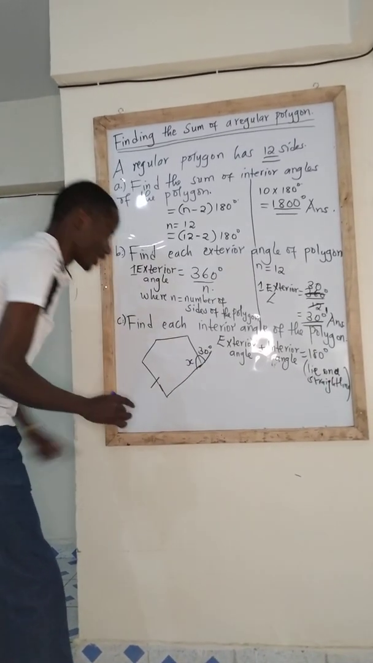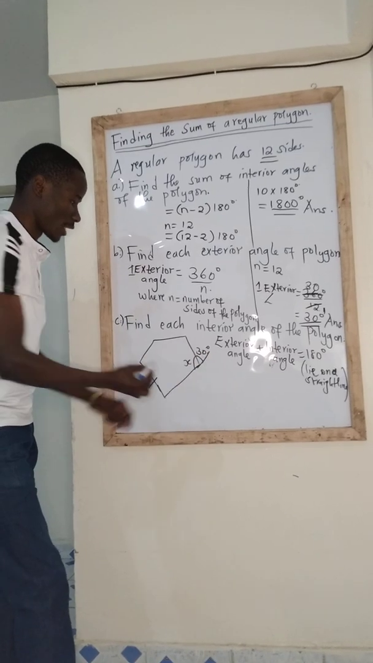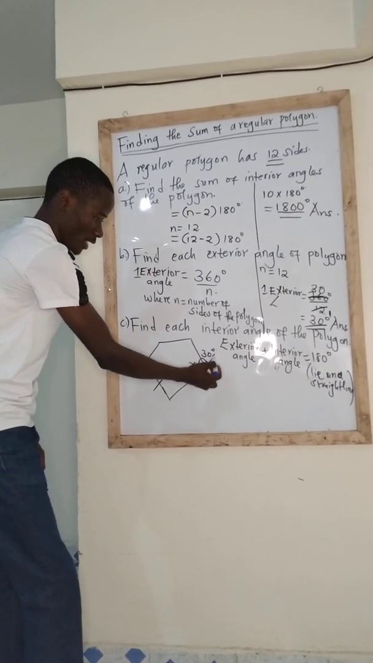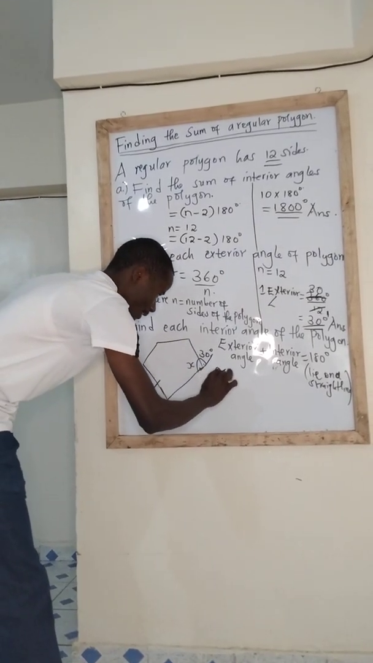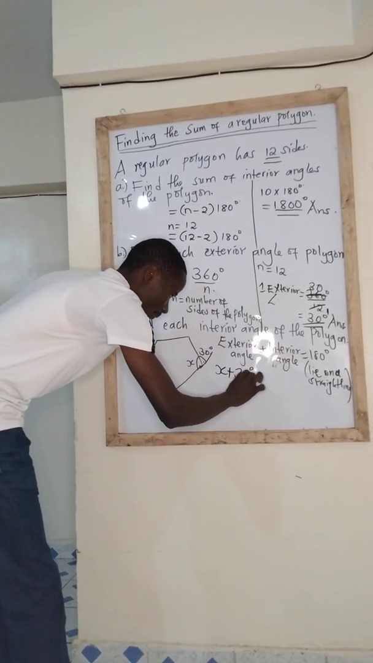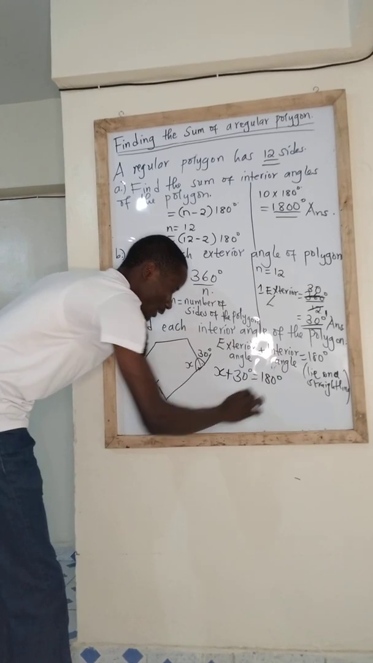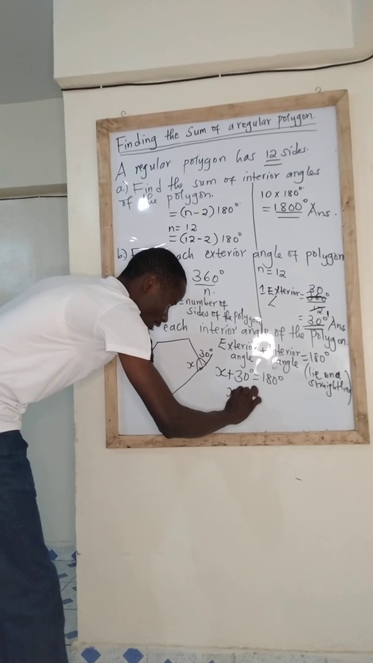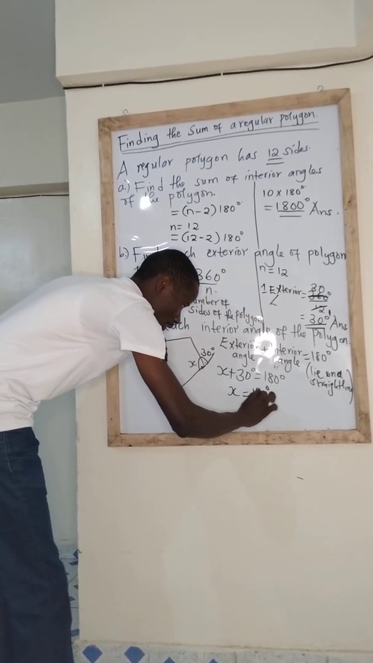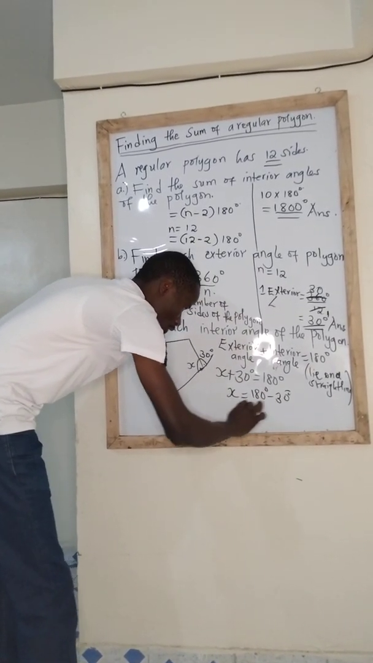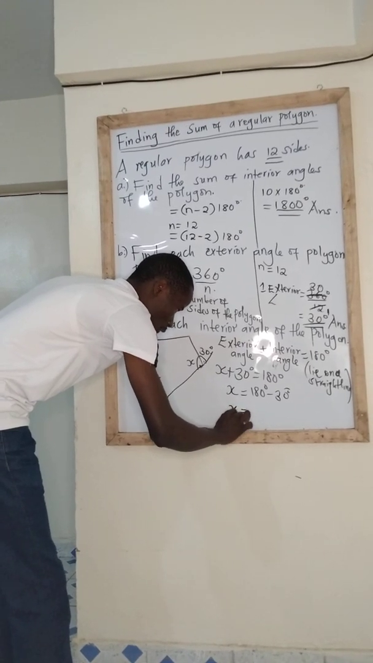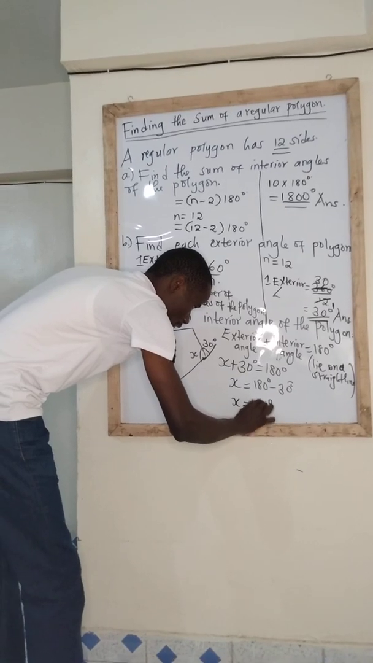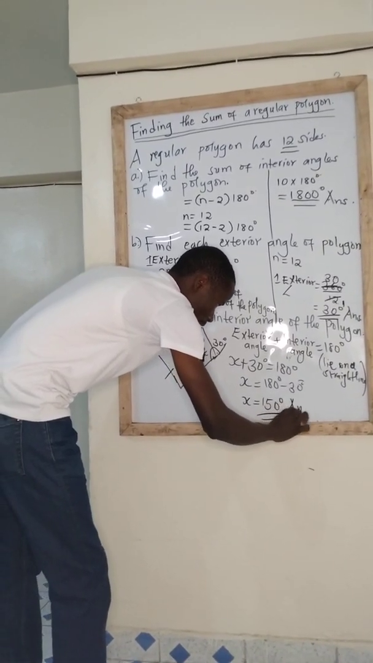Now what do we know? Since the interior angle and the exterior angle both lie on a straight line, we shall say x plus 30 degrees is equal to 180 degrees. What is x then? We take the 30 to the other side. x is equal to 180 degrees take away 30. So each interior angle of this regular polygon is 150 degrees, and this becomes our answer.